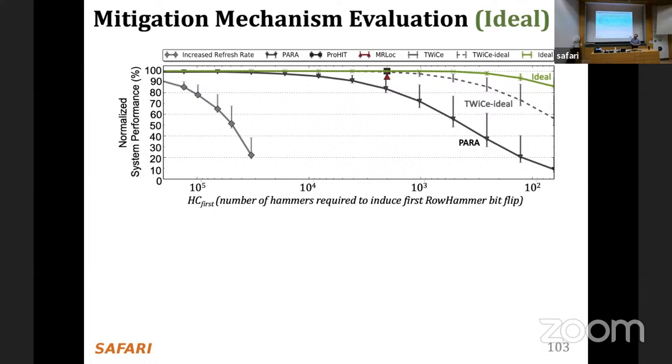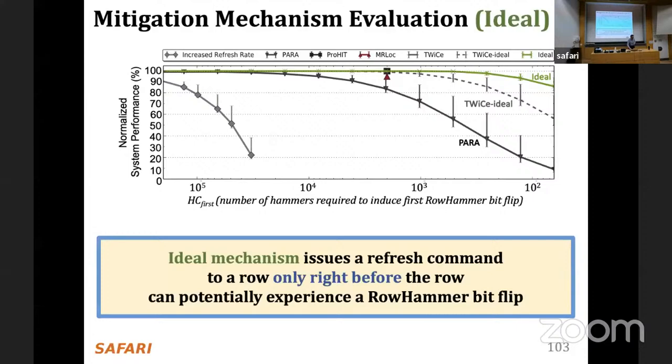That's our goal. This ideal thing over there is a mechanism that issues a refresh command to a row only right before the row can potentially experience a RowHammer bit flip. So only before you can get a bit flip, you issue this refresh. This is an ideal mechanism. There could be even more ideal mechanisms that do it on a per row basis, but let's not talk about it. But you can see that as hammer count reduces, this ideal mechanism also loses performance. Even the ideal mechanism has a 6% performance gap at this value. I think this value is 64, I don't remember, 64 activations. 6% is actually here, I don't know. This may be 128. I don't remember, frankly. Basically, at 128 hammer count, you get 6% performance loss.